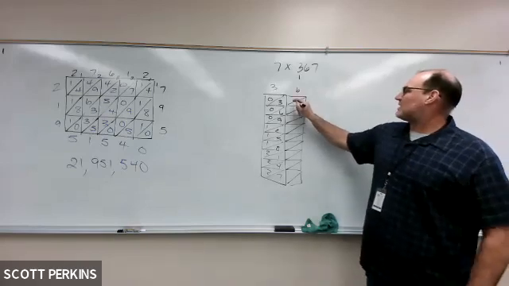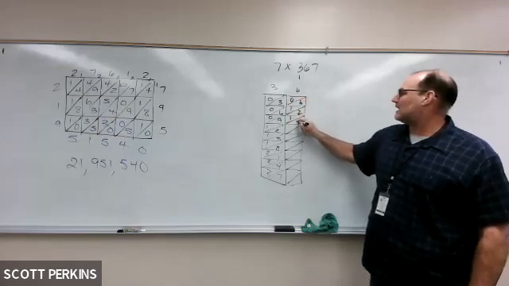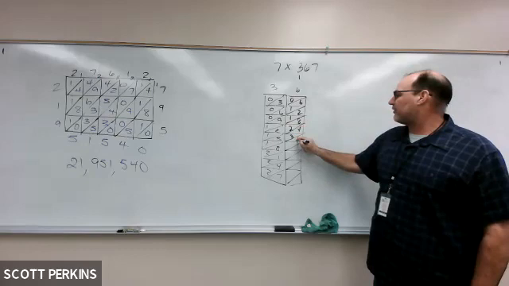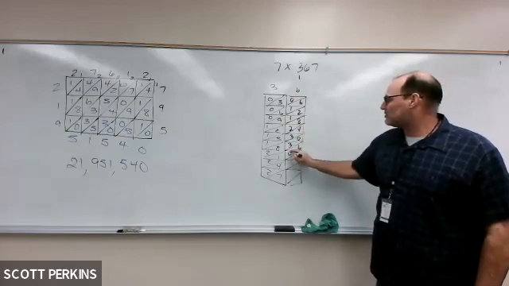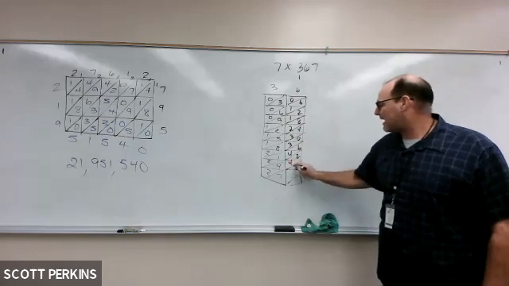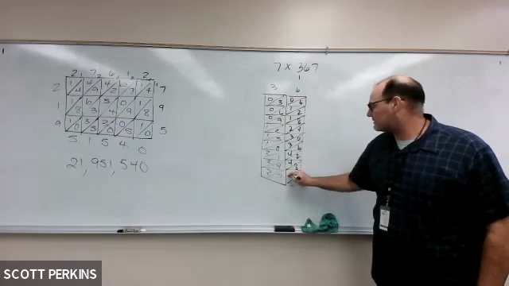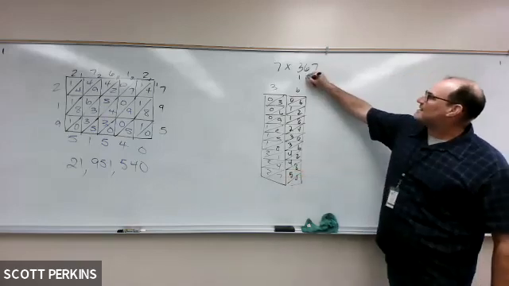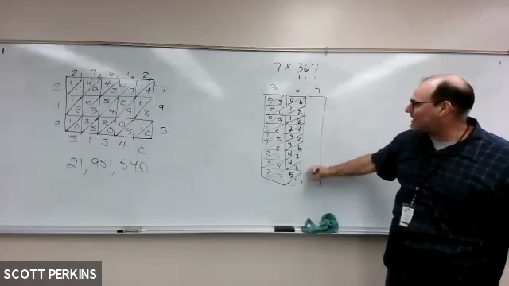So then 6 times 1 is 6, 6 times 2 is 12, 6 times 3 is 18, 24, 30, 36, 42, 48, and then 9 times 6, that's not 64, that's 54. And then last but not least, he would go into his bag and grab the rod for 7 and put it right next door.